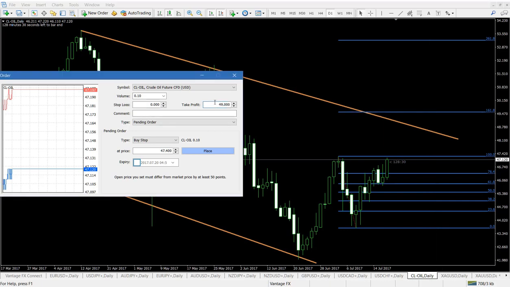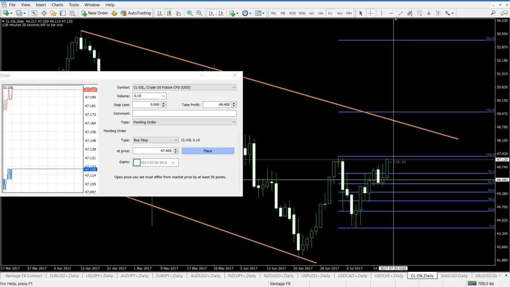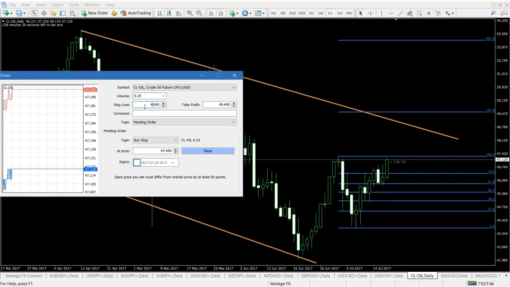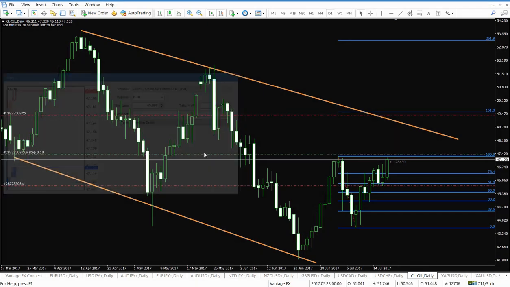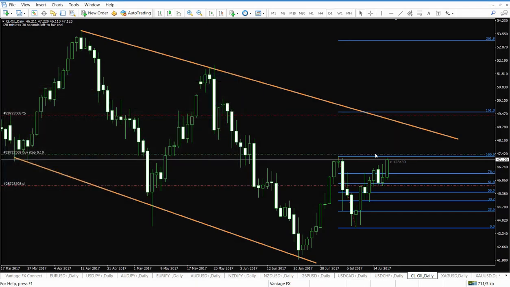47.40. And our target is going to be close to 49.40, take profit 49.40, and our stop loss is going to be at the bottom of this line, 45.80. So we put this position, and the reward to risk is a little bit more than 1 to 1. So we wait for the next couple of days to see if this trade is going to activate or not.